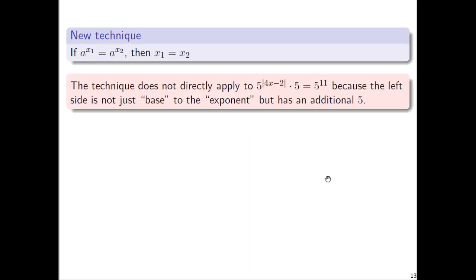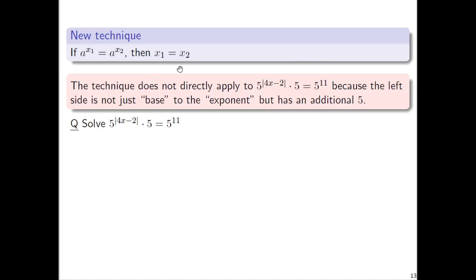Okay, let's also note that this new technique does not apply to the equation 5 to the power absolute value of 4x minus 2 then times a 5 equals 5 to the 11. And the reason is because the left side here is not just a base to an exponent, but there's this extra 5 that's right here. There's this extra times 5. So to solve this equation, we can't apply the new technique, at least not right away.